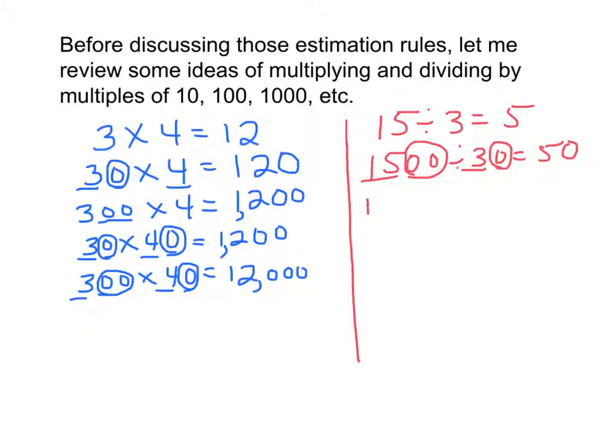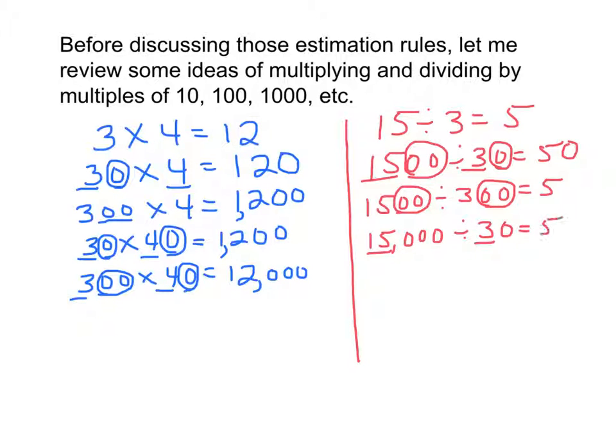If I had 1500 divided by 300, I have 15 divided by 3 gives me 5. Since I have 2 zeros here and 2 zeros here, they cancel each other out. My answer is just 5. Given 15,000 divided by 30, I have 15 divided by 3 is equal to 5. And since there's 3 zeros in the first number and 1 zero in the second number, that must mean that I need 2 zeros in my answer.